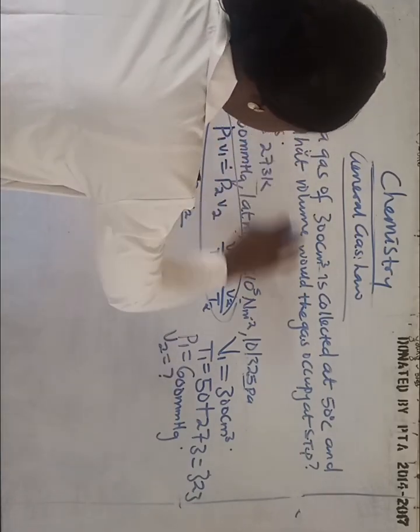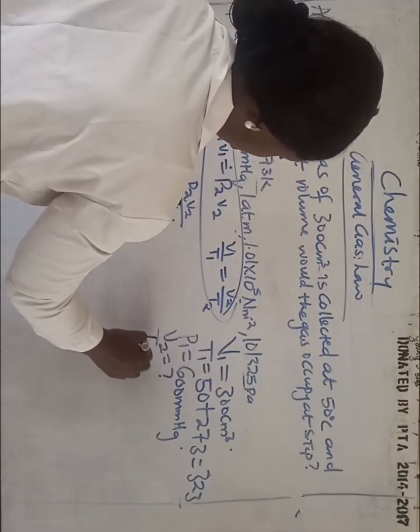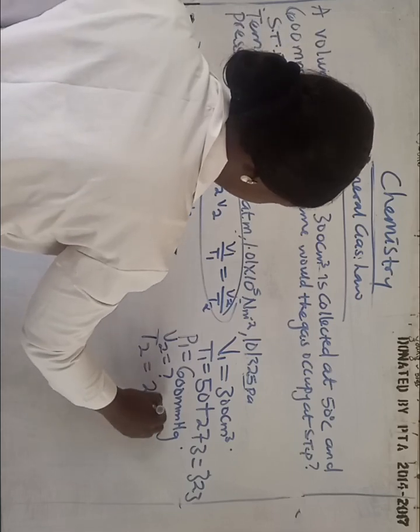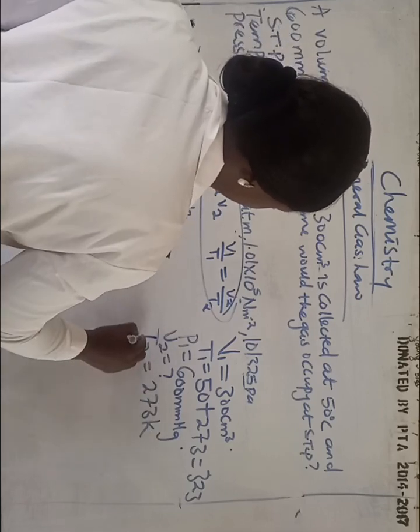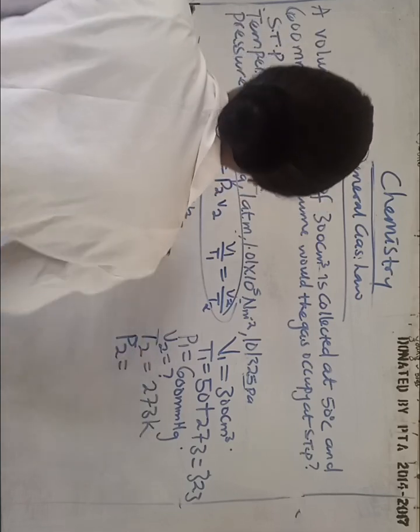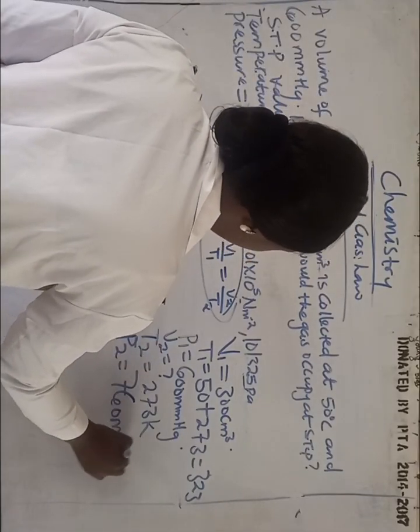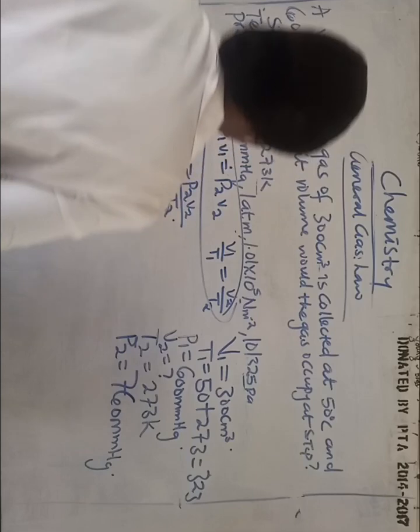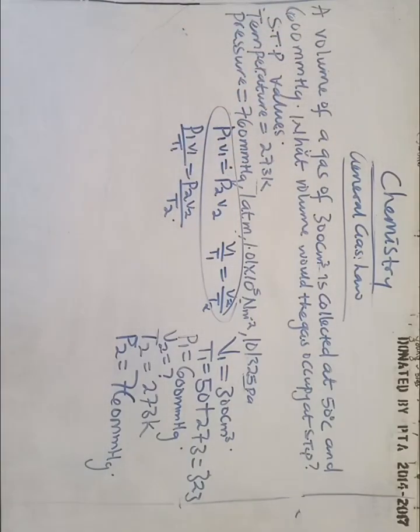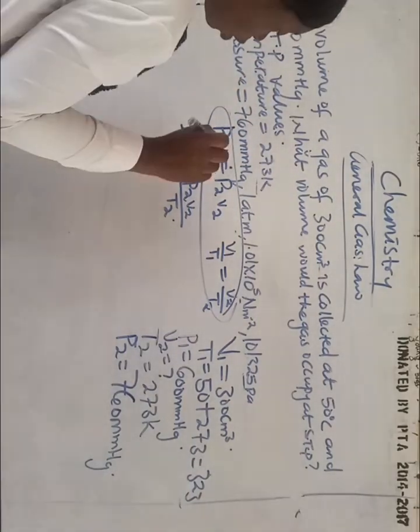Then for the second pressure, they told us at STP, so my T2 is going to be 273 Kelvin, and my P2 is also going to be 760 millimeter mercury. So they are constant values. I'm looking for my V2, so I'll make V2 the subject of the formula.